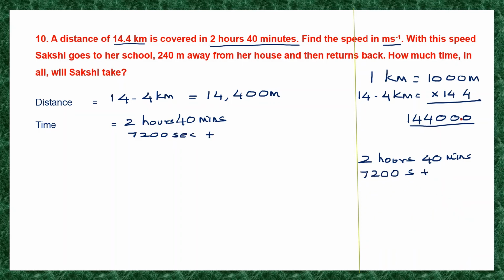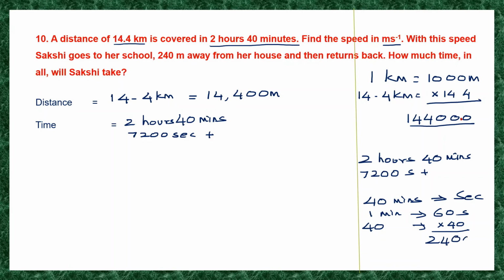Now we have 40 minutes here. We're going to convert 40 minutes to seconds. So 1 minute has 60 seconds. That means 40 minutes will have 60 into 40. So 6 fours are 24 and then add the two zeros. So here it is plus 2400 seconds. So let's write it here also, plus 2400 seconds.